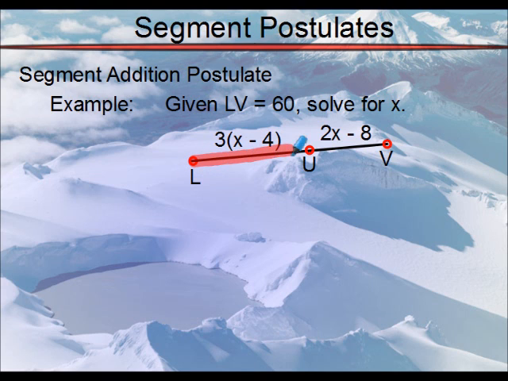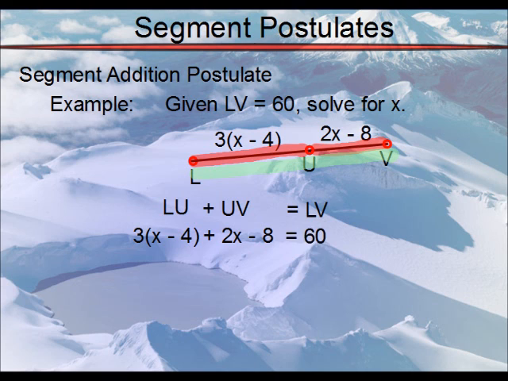means if we take the length of LU and add it to the length of UV, that's equal to the entire segment length. The length of LU is 3x minus 4, and the length of UV is 2x minus 8. Therefore, if we add them together, we should get the entire length of LV, that being 60. So that would be the setup for the problem. And then from here, you would just simply use some algebra.